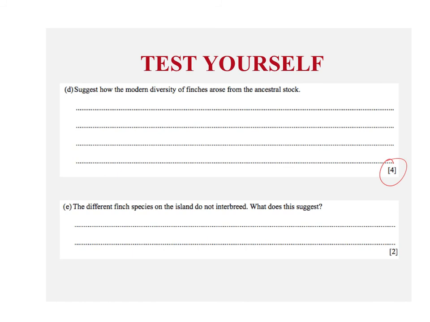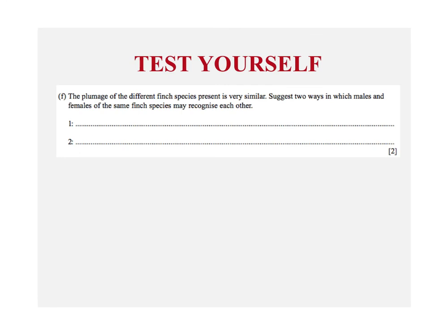The different finch species on the island do not interbreed. What does this suggest? So again, thinking back to what we've done today and linking in the ideas. And the final question. The plumage of the different finch species present is very similar. Suggest two ways in which the males and females of the same finch species may recognise each other. So they all look very similar. How could we tell the difference between them? And then we'll go through the answers on the next slide.